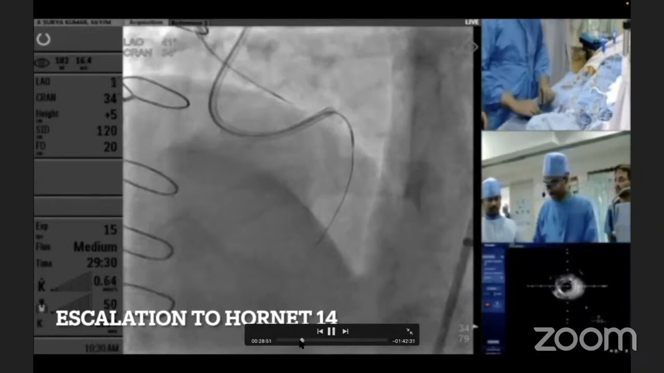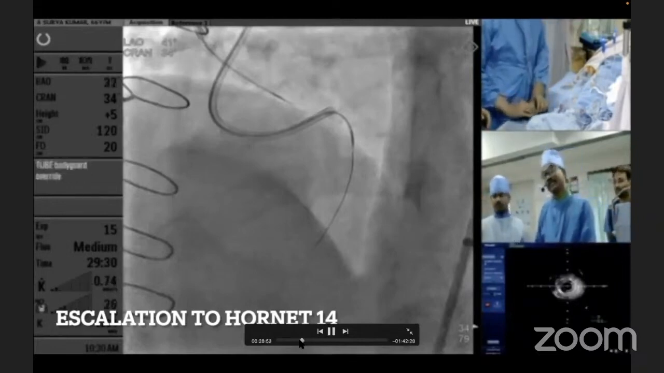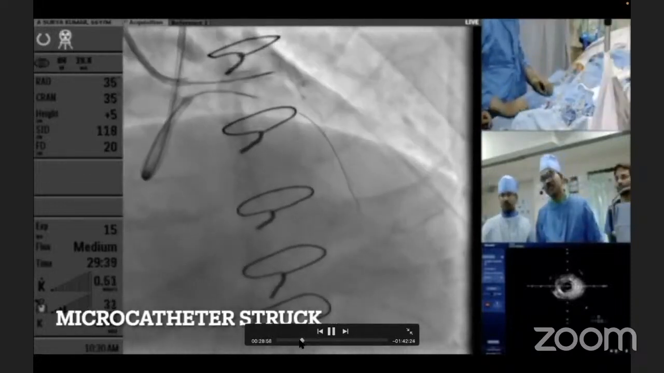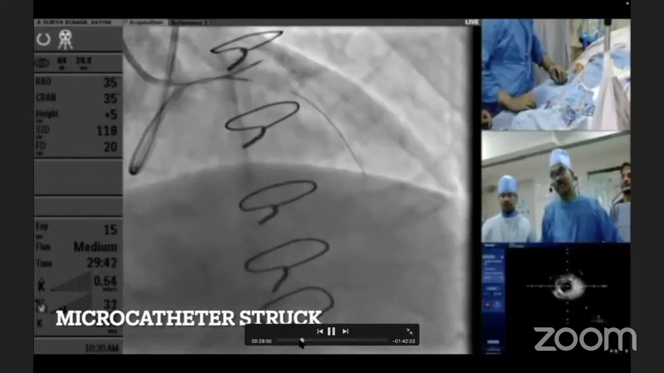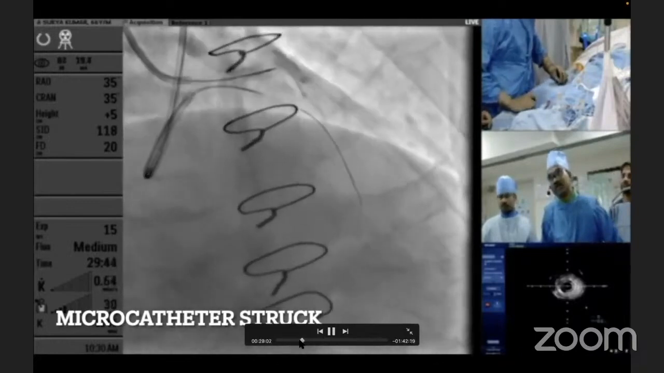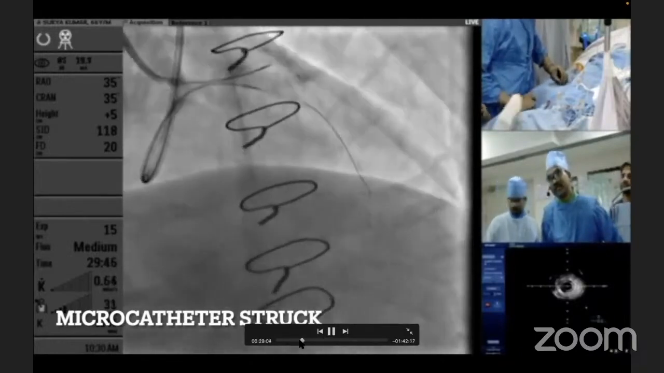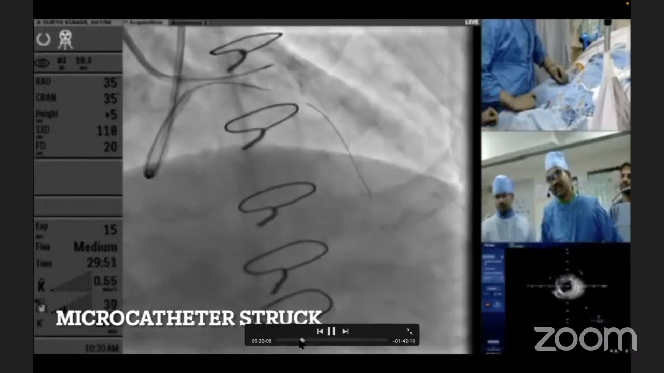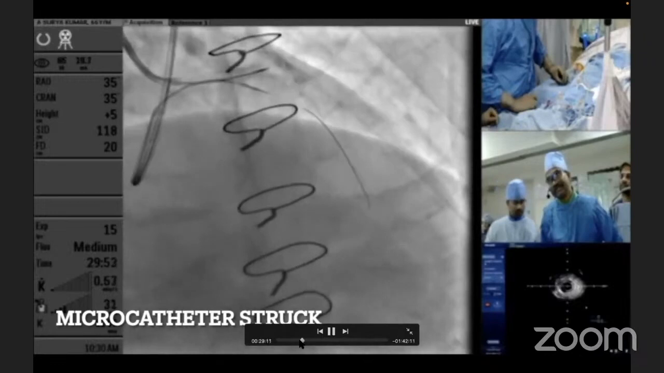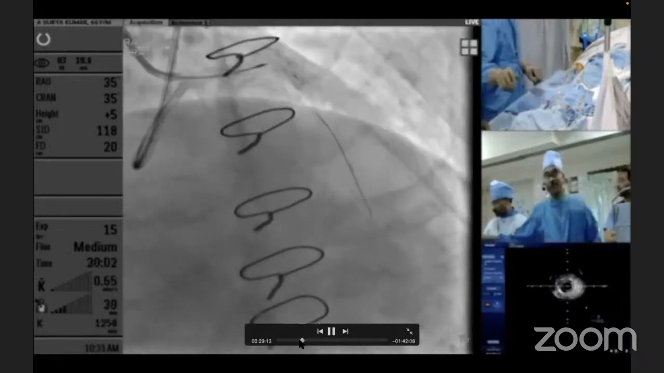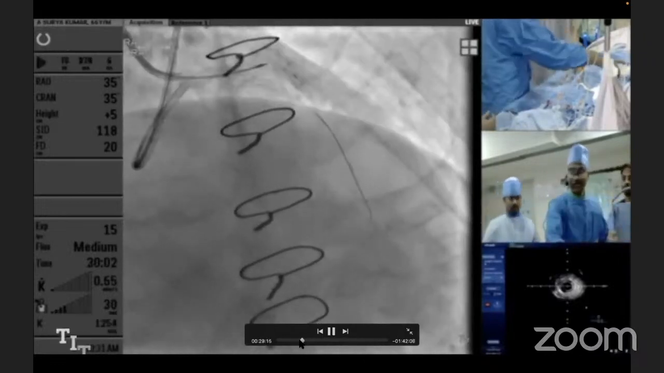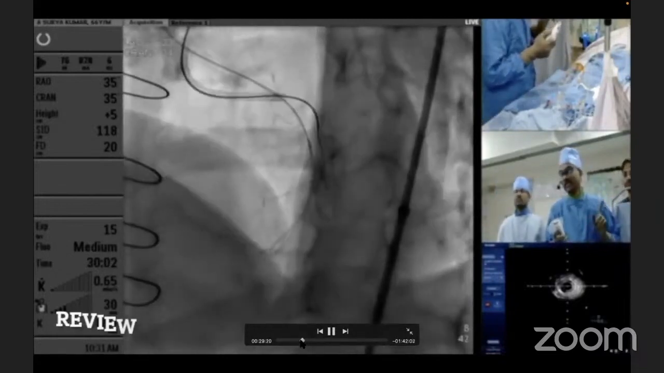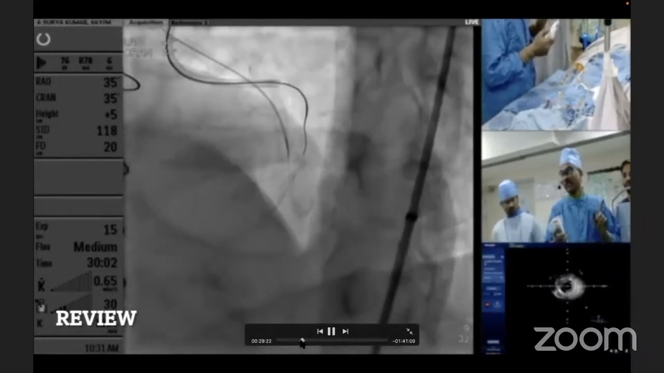No, the challenge is, we have to create a space here. So we are trying to advance the microcatheter, but that was not going. So I can't go beyond the distal cap. A small balloon will go. Yes, I can see here the wire was actually going around the disc.